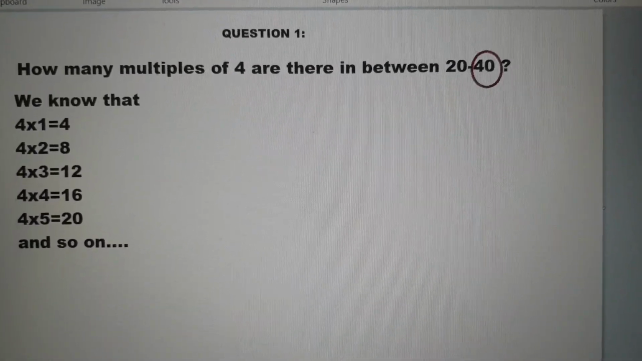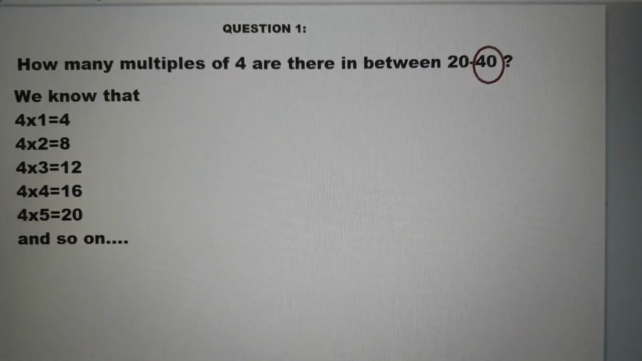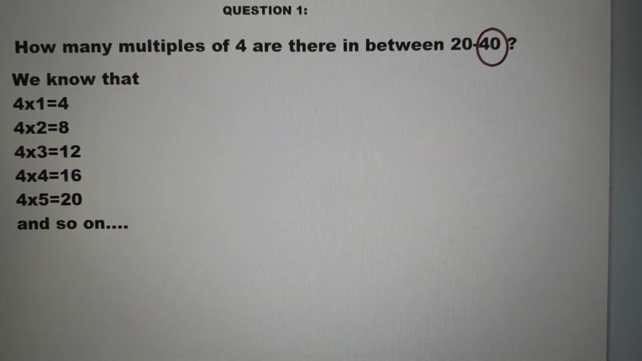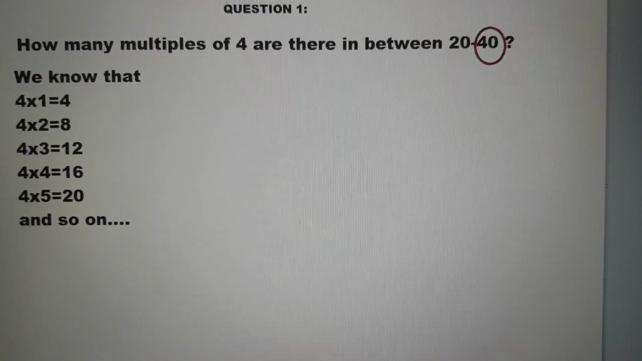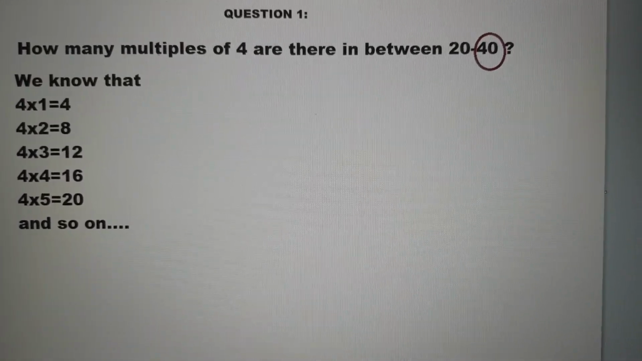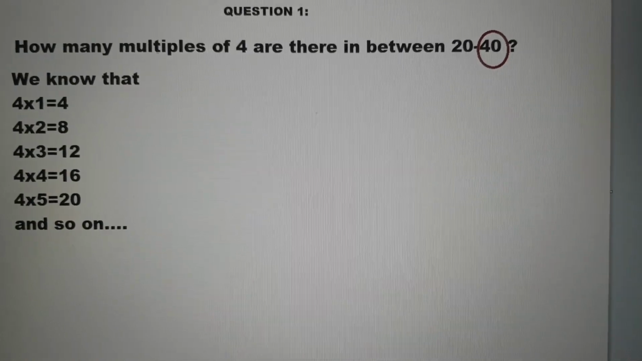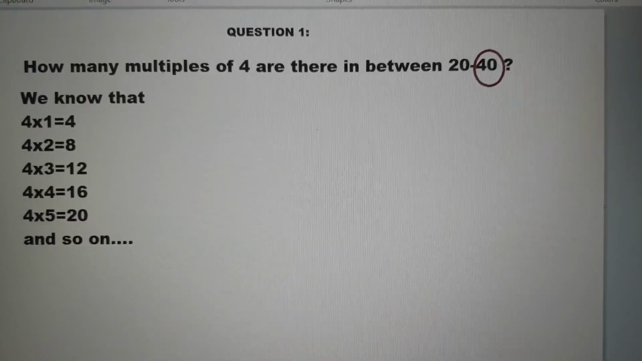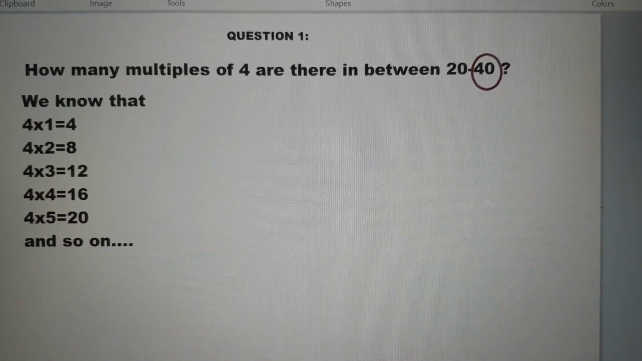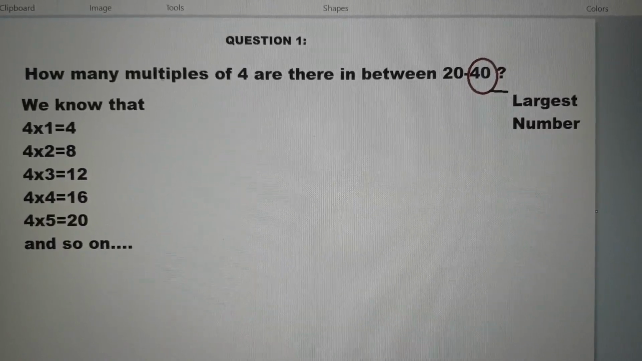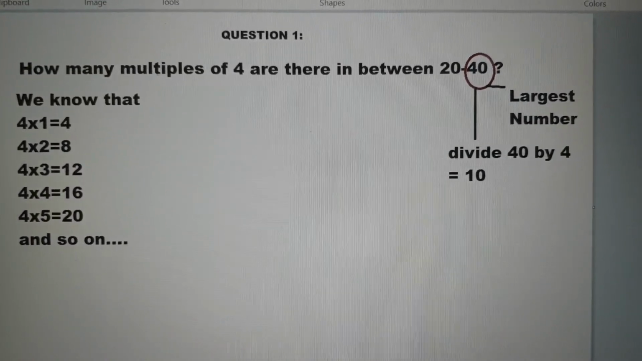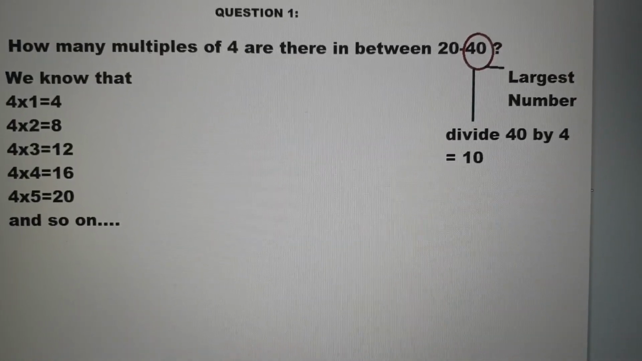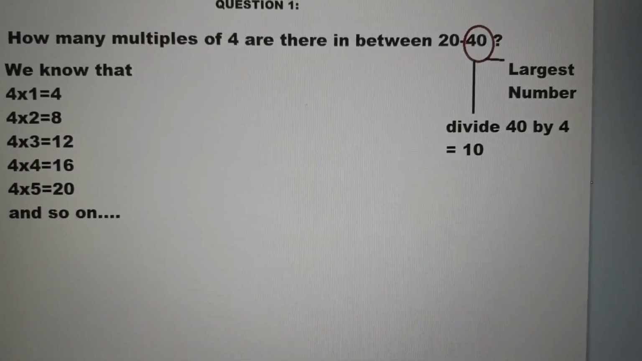Here the largest number is 40. As you can see that in between 20 and 40, the minimum and maximum number, the maximum number is 40. So the best solution is to find the greatest number, the largest number, and divide it by the number given. So divide it by 4. Okay, so we'll divide it by 4 and we'll get the answer here. When we divide the largest number by 4, we get the answer 10.